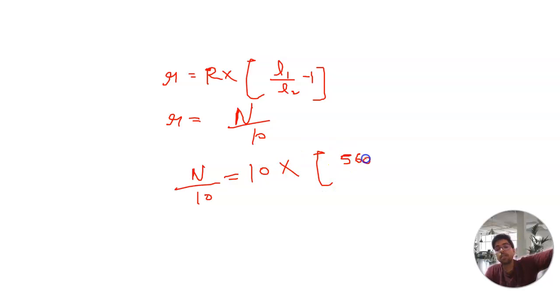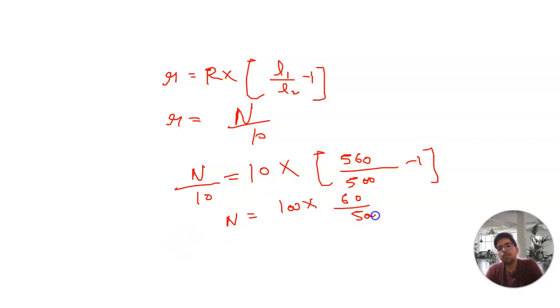L1 is when there is no external resistance added to the circuit. Now when you add any external resistance in parallel to the cell whose EMF we want to measure, that is L2. Then L2 is 500, minus 1. Clear? So how much is n? They are asking 100 into (560 minus 500) will be 60 by 500, and finally you get the value. How much is it?